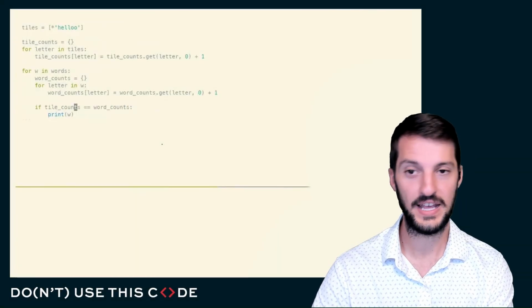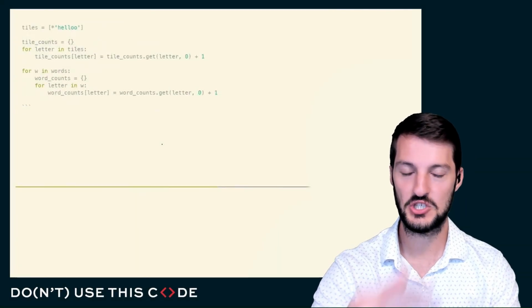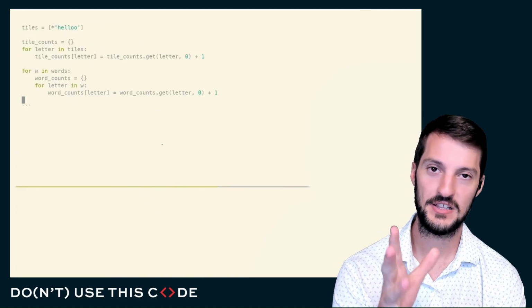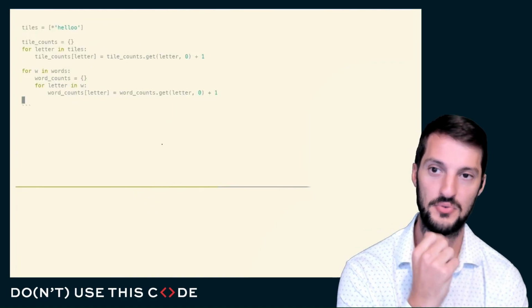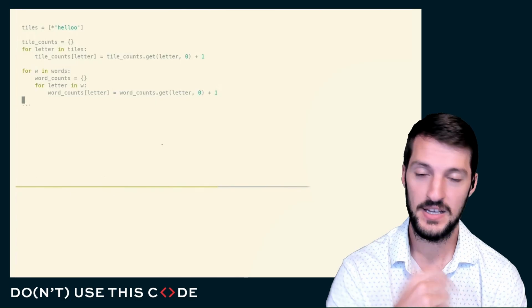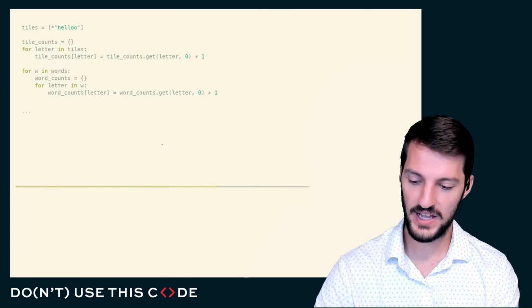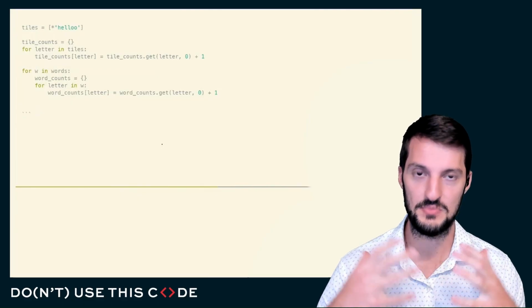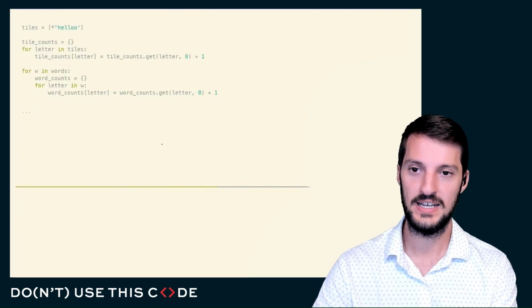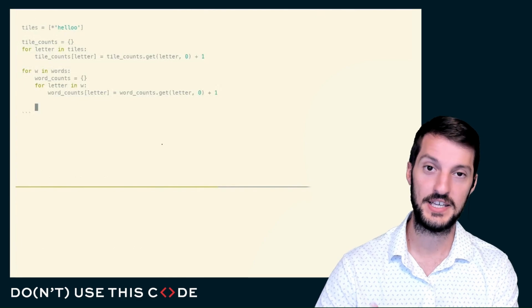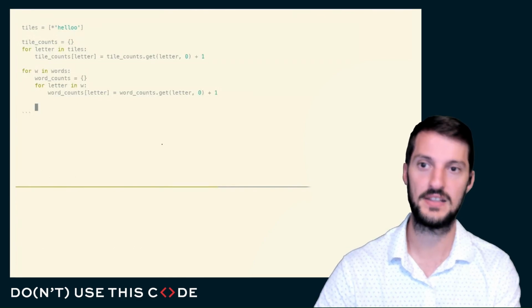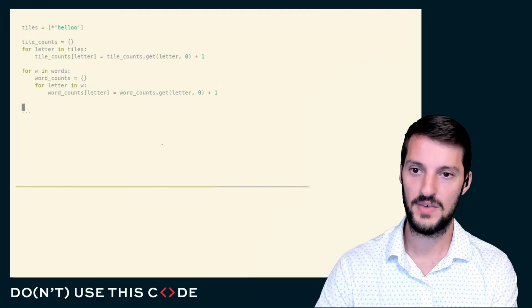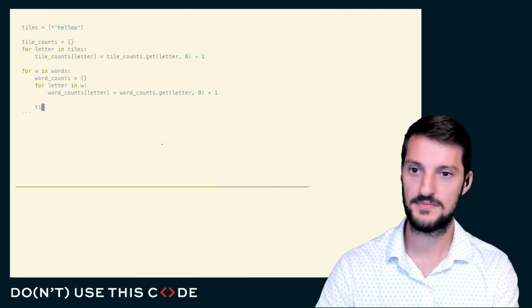What I can do, and I can actually do quite easily, is check if all of the unique letters in my word are also present in my hand. By doing that, I can at least evaluate whether or not I can use the tiles in my hand to potentially spell the word. And what you might not know is that the keys of a dictionary actually support set-like behaviors. And so I can do something like this.